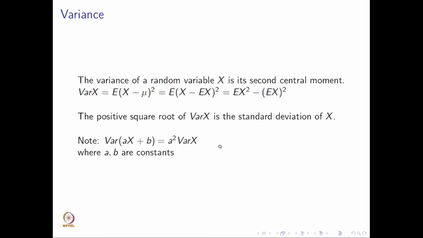Note that when calculating variance, the constants act differently when compared to the linearity of expectation. This is a very useful relation to remember. Variance of ax plus b is equal to a square times variance of x, where a and b are constants.